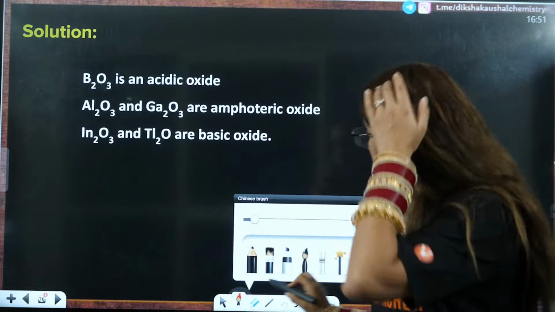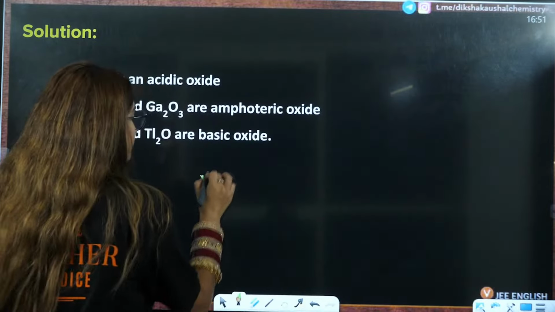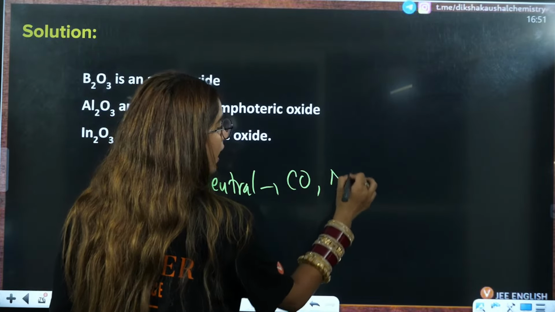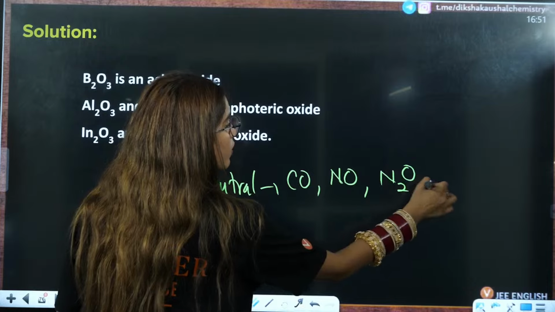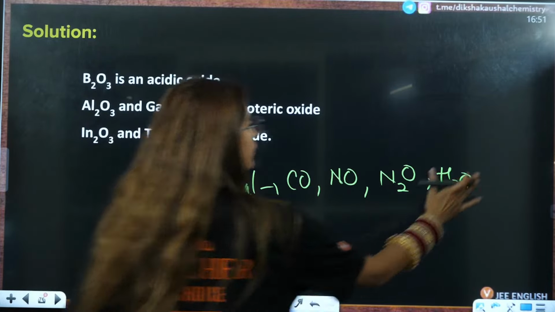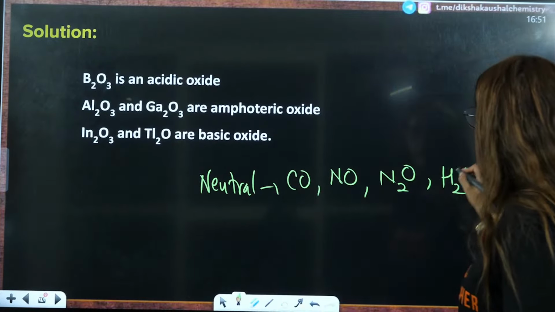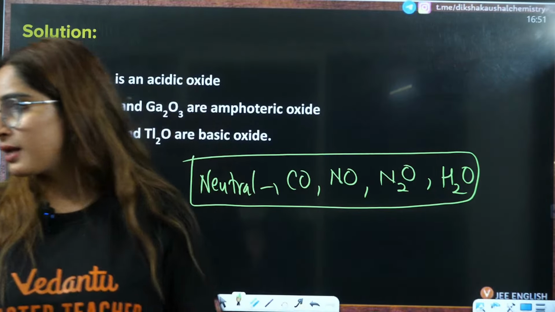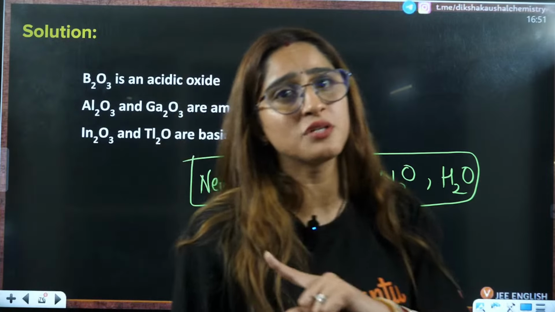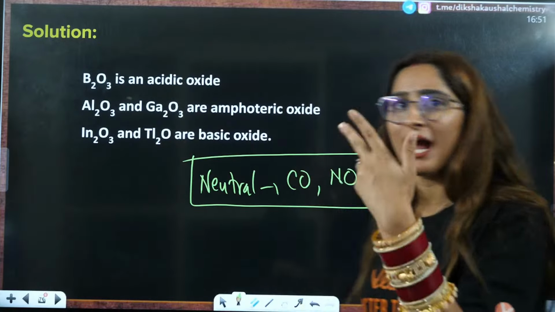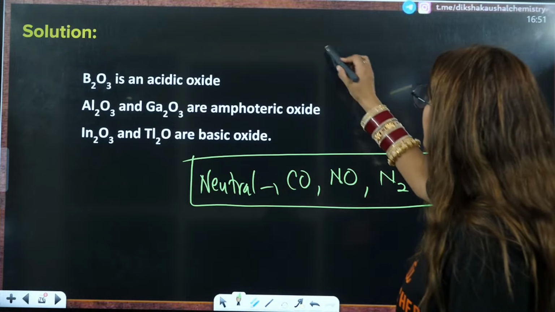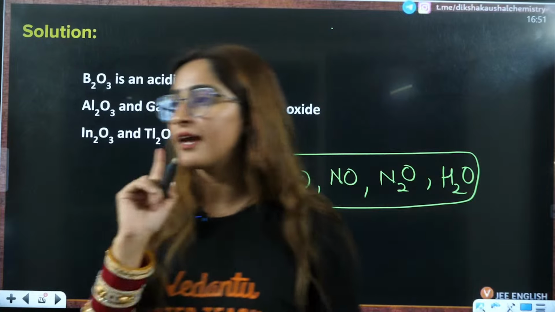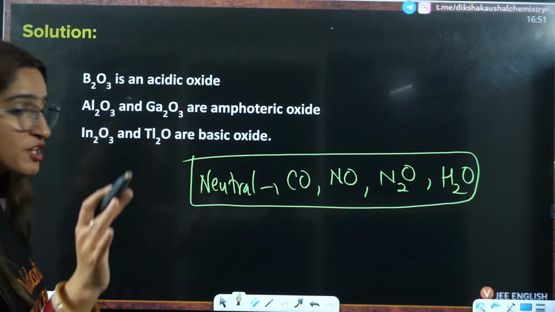Beta, here also note down one thing. Neutral oxides are CO, NO, N2O and water. These are your neutral oxides. They can ask you the neutral oxides as well. Those who have not done these exceptions, if you have very less time, ma'am, I don't have enough time, ma'am, I have just Sunday. Beta, I have made a 1.5 hour long video for inorganic exceptions. Everything is there. You can go and check that out.